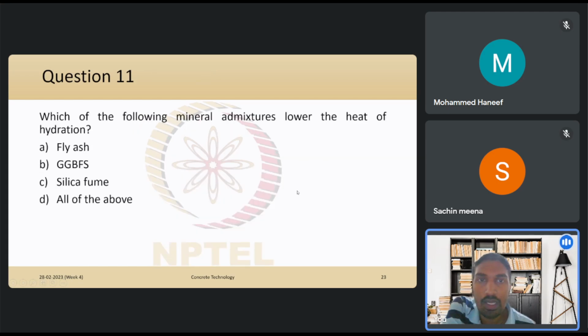So question number 11, which of the following mineral admixtures lowers the heat of hydration? Options are: fly ash, GGBFS, silica fume, option D, all of the above. This is a multiple answer question, right? More than one option can be correct, so you can choose accordingly in the poll. I have created a poll for options AC, BC, AB, or option D.